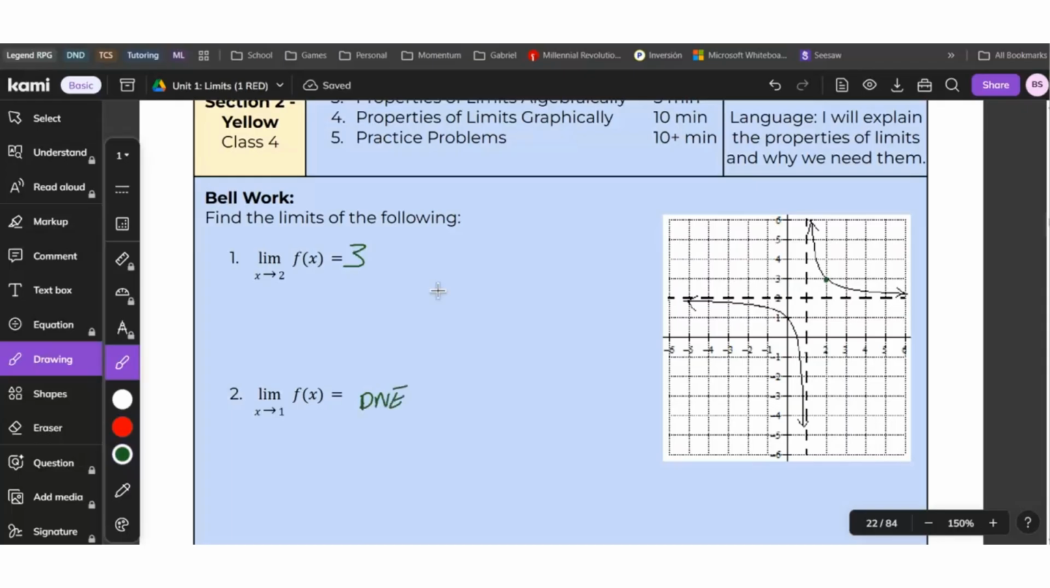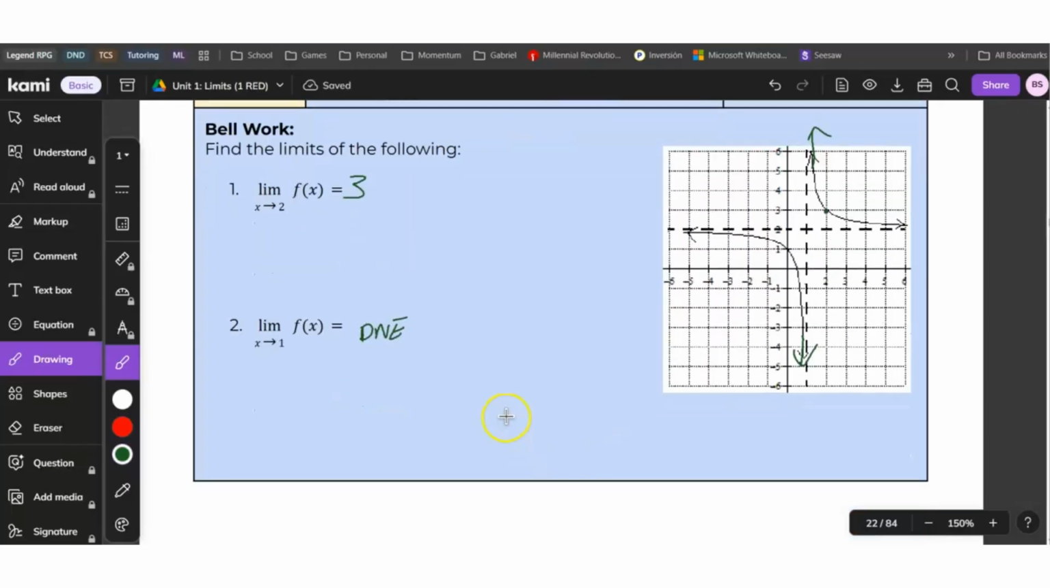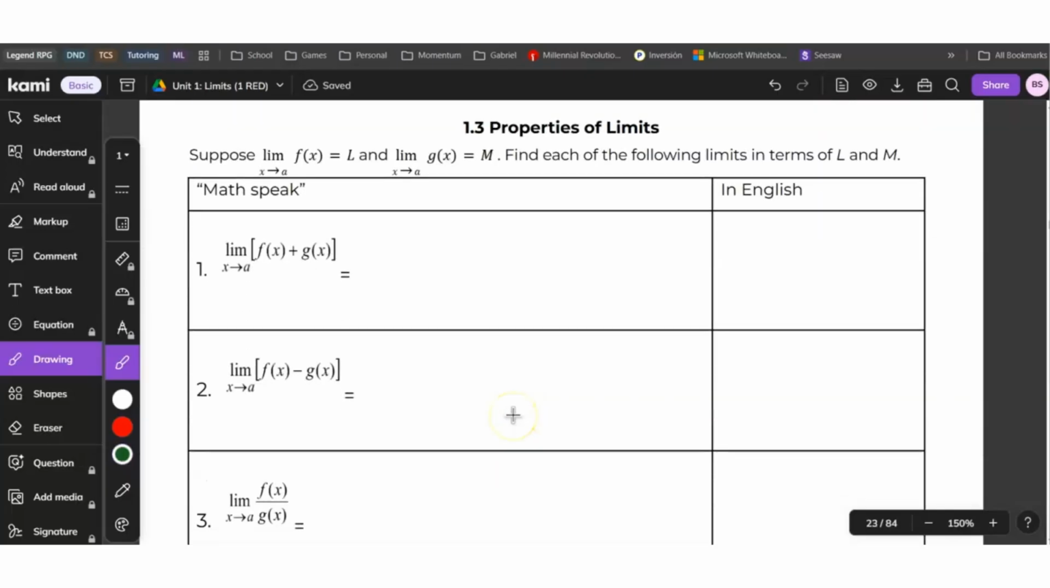Because there are positive infinity and negative infinity. Exactly. From the left, we go down to negative infinity. From the right, we go up to positive infinity. Since those aren't the same infinities, there is no limit. Awesome. All right, let's talk about some properties then.